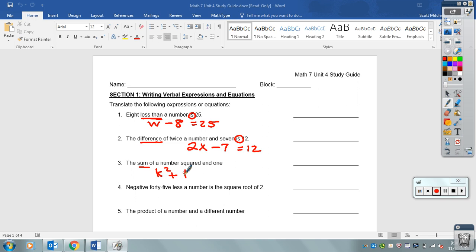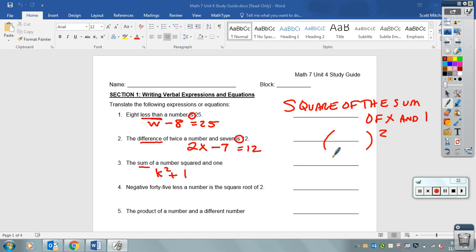Of course, it's different than the square of the sum. If instead it said the square of the sum of x and 1, that would be the square of the entire sum of x and 1. This is different. This is saying you're squaring the entire sum. Here, you're adding the number squared and 1. This, you're squaring the entire thing, the entire sum.